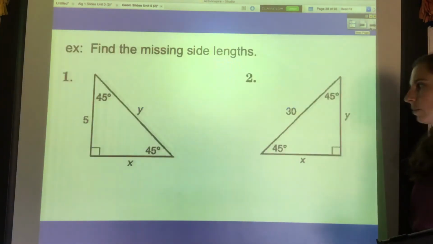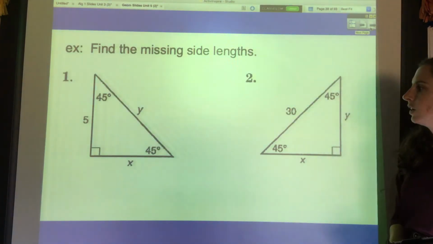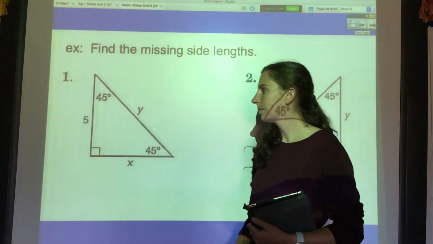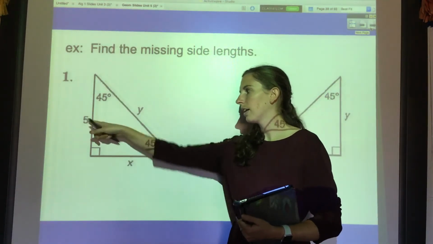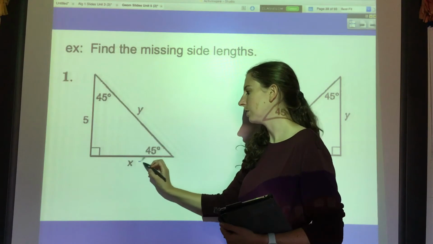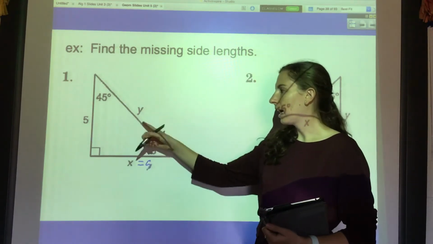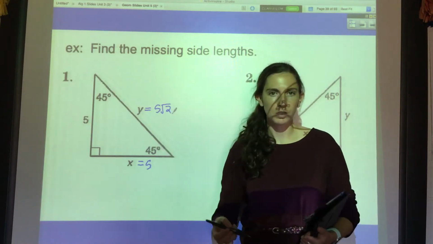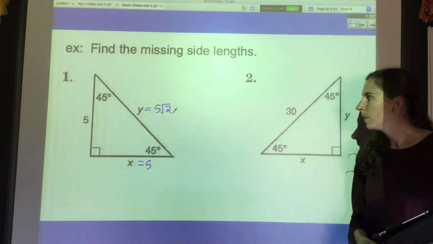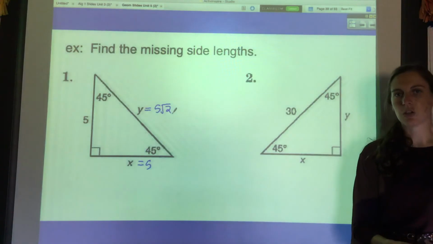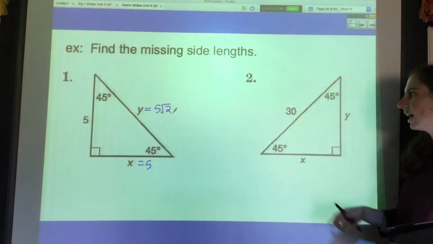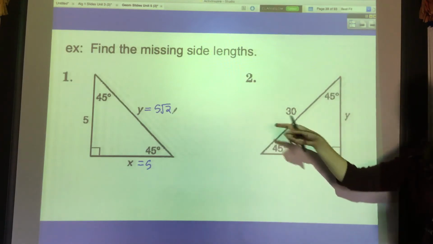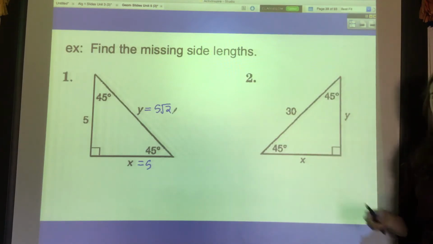Let's try just a couple examples here. So I notice that this is a 45, 45, 90 triangle, meaning these two legs are the same length. If that's 5, this one's 5. And then the hypotenuse is 5 root of 2, because it's always just times the square root of 2. This gets slightly more difficult, and this is as crazy as it gets, if you have to go backwards. So like if the hypotenuse is 30, how do I get back to the leg?